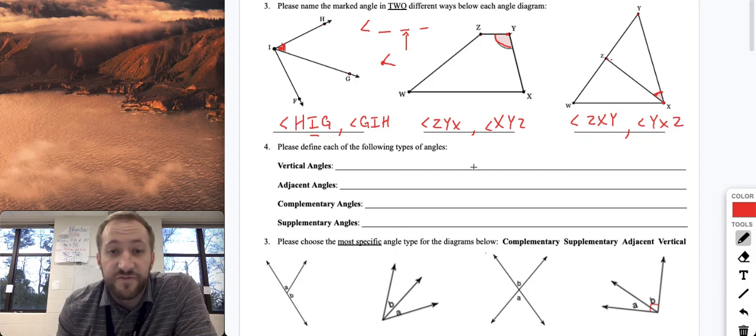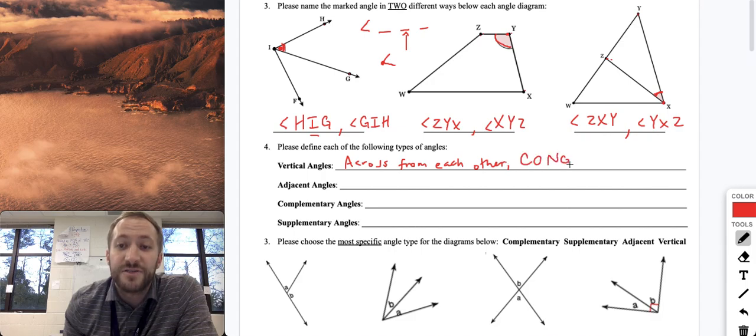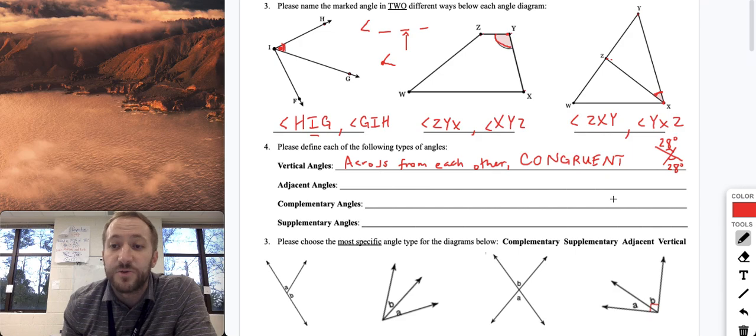Please define each of the following types of angles. So vertical angles are across from each other. And what's special about vertical angles is that they are across from each other and they are also congruent. And that just means equal. So we usually see them in this kind of format, kind of like in an X shape, right? An angle here and then an angle directly across from it. If this one was 28 degrees, the angle right across from it would also have to be 28 degrees.